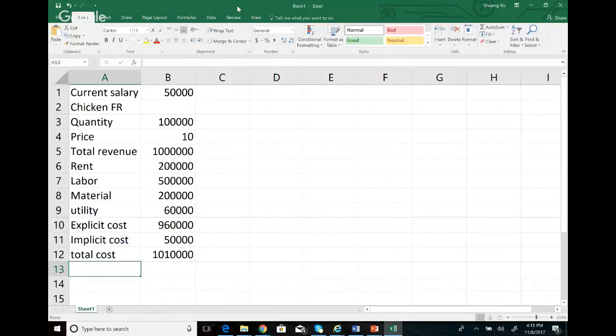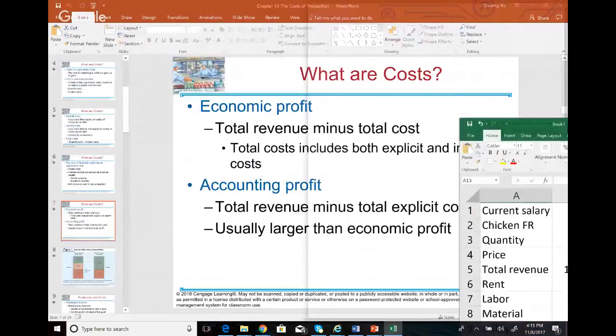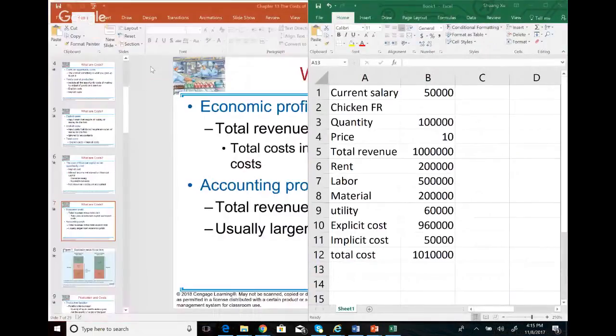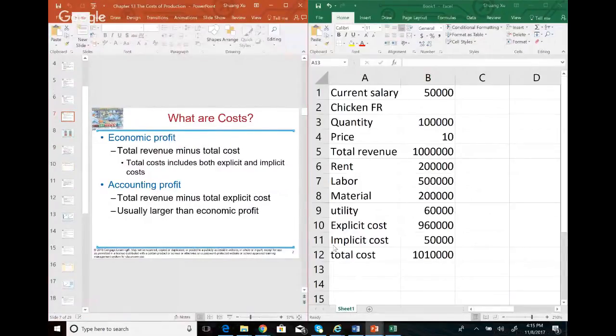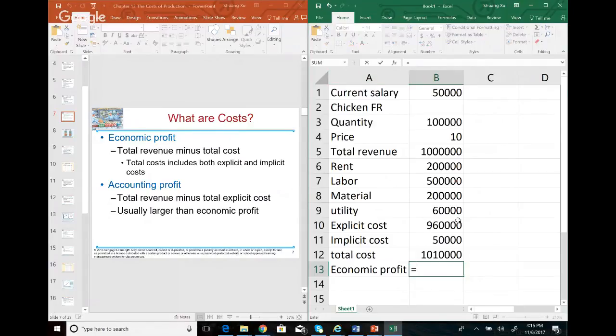Now let's look at the difference between your accounting profit and your economic profit. So for your economic profit, we're gonna take our total revenue. So total revenue was $1 million minus my total cost. So which means my economic profit is negative $10,000. So for this business, I don't make money, I lose money.